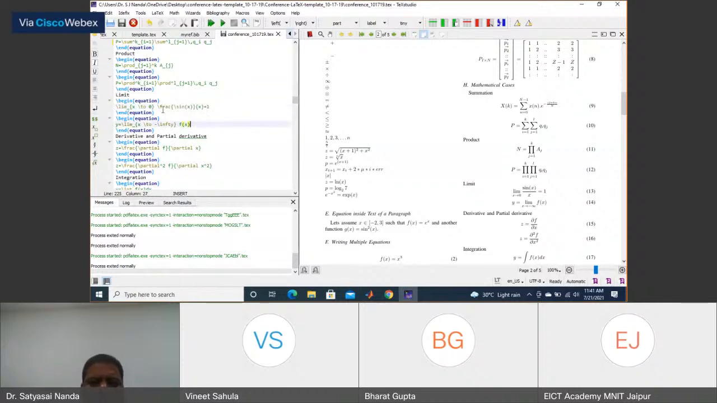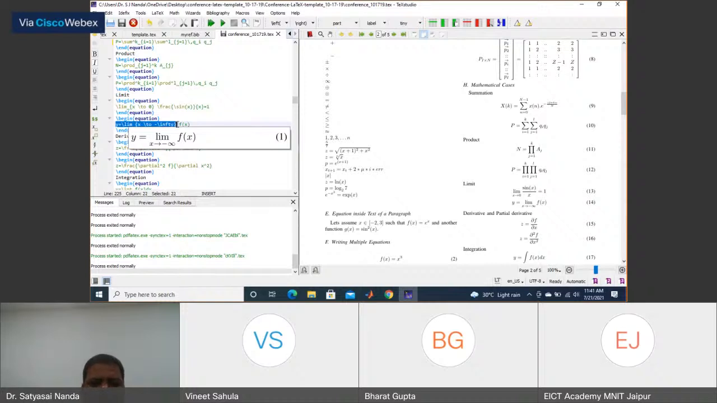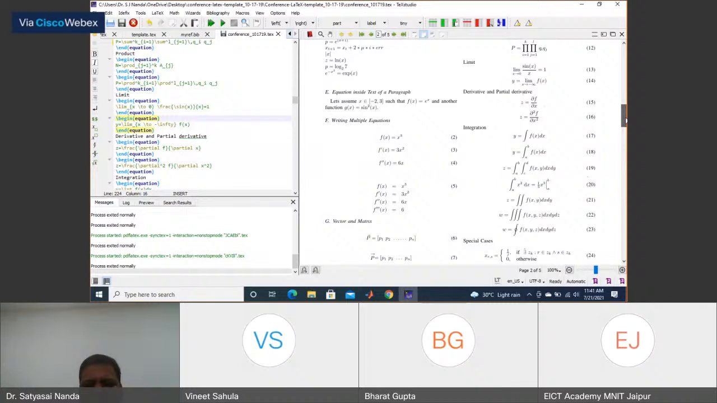Then in a similar way, y is equal to limit x to minus infinity f(x). So that is how we can write the limit. Then I have already told you how to write the direct derivative, that is f(x) is equal to x cube, f dash x is equal to 3x square, f double dash x is equal to 6x. We have discussed the direct derivative.